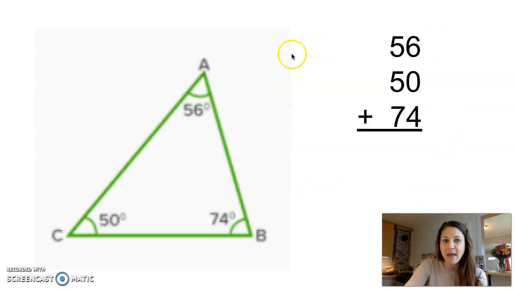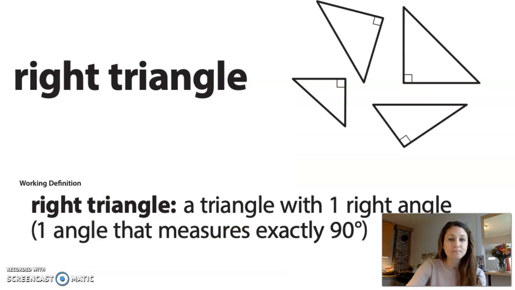So let's look at this example. Go ahead and do this math, adding up the measure of each of these three angles. 56 plus 50 plus 74. What do you get? Hopefully you found we get a sum of 180. So all three angles equal 180. And again, this is an acute triangle because all of the angle measurements are less than 90.